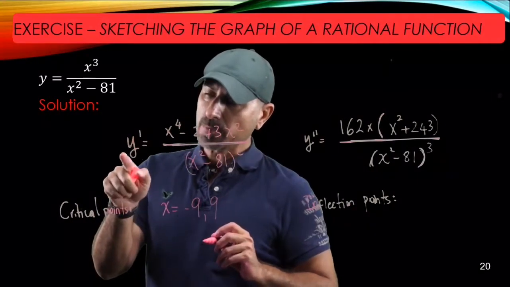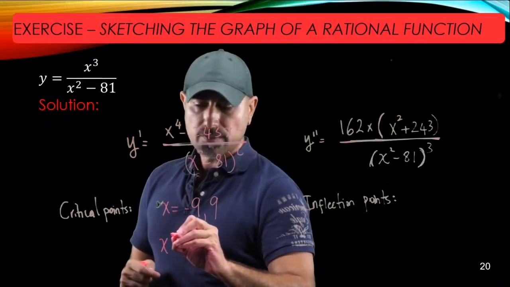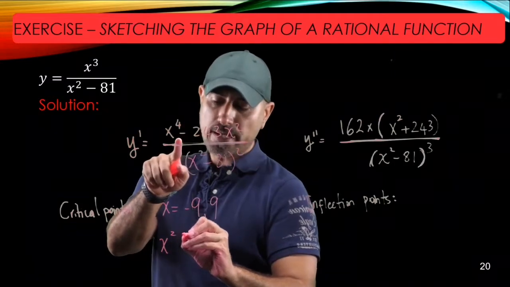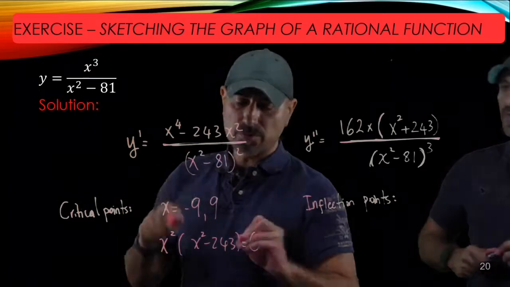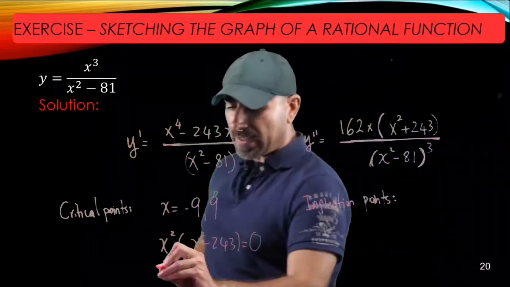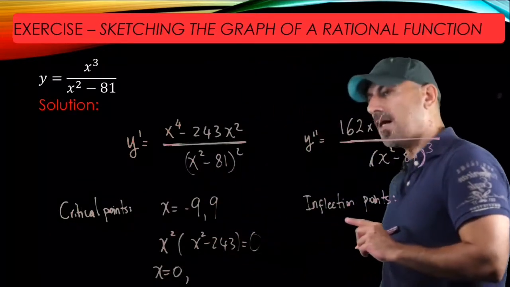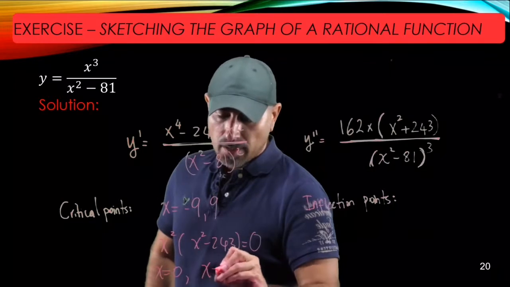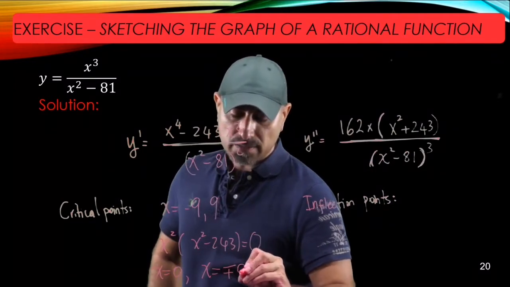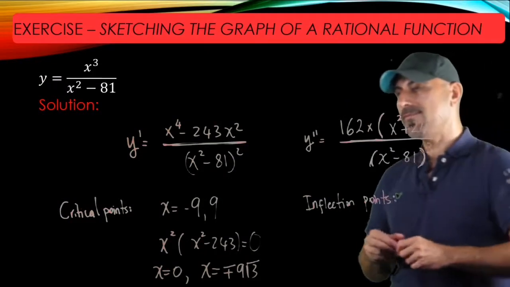For finding critical points that make y prime 0, we're going to set the top 0. There we go. Why don't we factor x squared out? x squared times (x squared minus 243) equals 0. So this implies that you have x equals 0 and the roots of x squared minus 243 equals 0. And you can check that, you have x equals plus minus 9 root 3. In turn, you have 5 critical points.